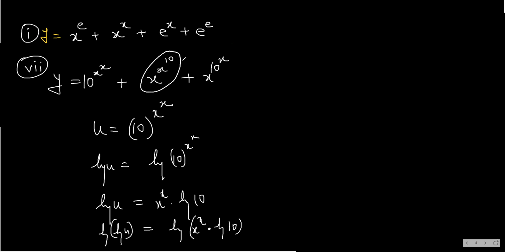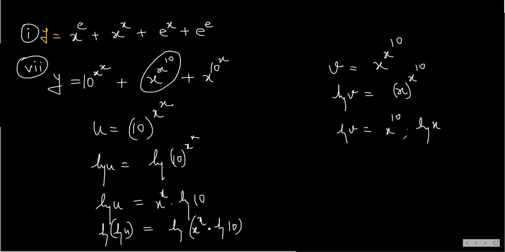This one you will take as v. So when you take that as v, you will have v equals x raised to x raised to 10. So you take log on both sides: log of v equals x raised to 10 into log x.